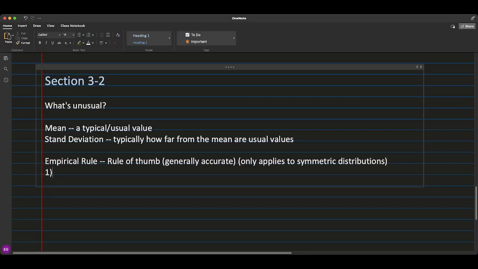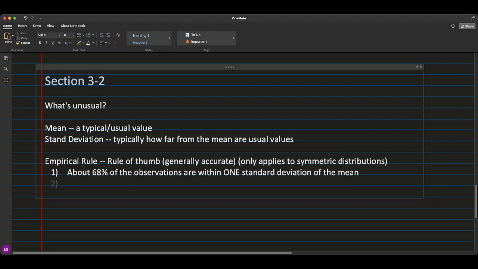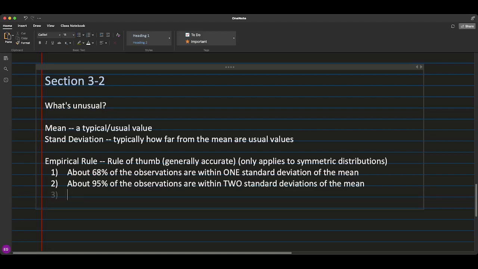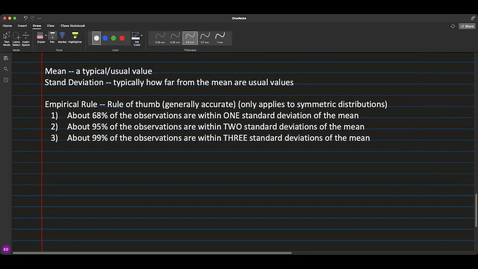So what does the empirical rule tell you? First, about 68% of the observations are within one standard deviation of the mean. And I'll explain what this means in a second. I'll draw a picture. Part 2 of the empirical rule says about 95% of the observations are within 2 standard deviations of the mean. And again, I'll explain what this means in a minute. 3, what is the third thing the empirical rule says? About 99% of the observations are within 3 standard deviations of the mean. Okay, so what does this mean?